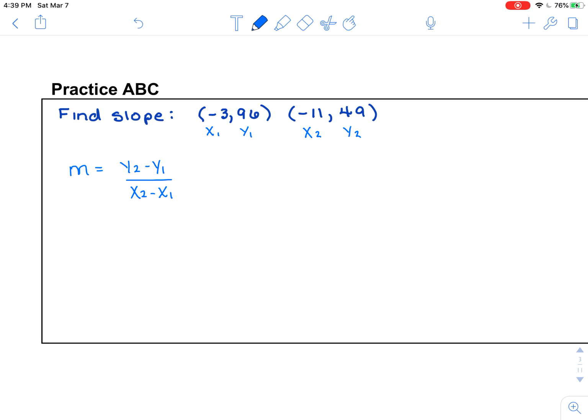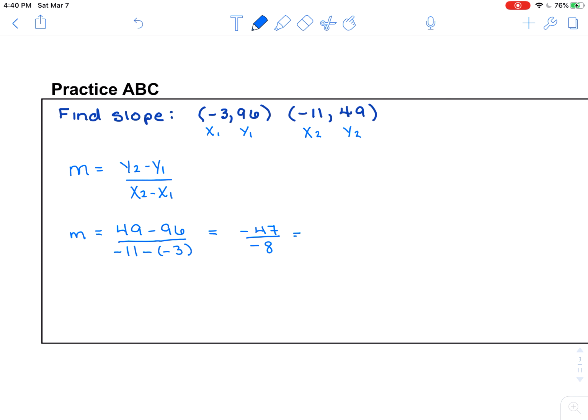So we just go to the labeled points up above and we plug them in for the formula below. So our second y value is 49 minus our first y value, 96. And we put that over our x values, negative 11 minus a negative 3. And you should note we do have a sword fight going on down there. So we end up with negative 47 over negative 8.